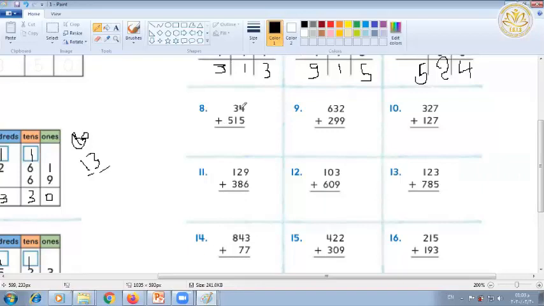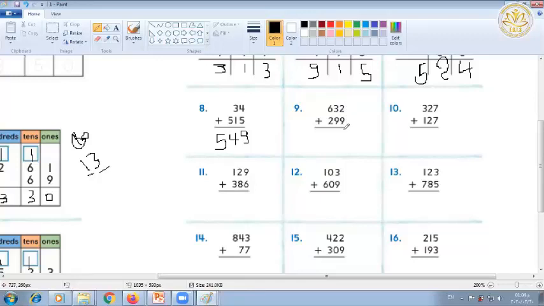Now here, 4 plus 5 equal 9. Here, 3 plus 1 equal 4. Now I have something here to add with the hundreds. I have 5. I don't have any numbers here, so it's going to be 5. So the sum I have is 549. Good job, guys. Let's go to number 9.